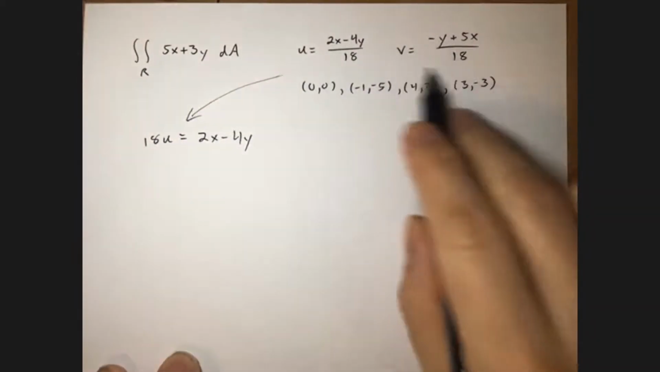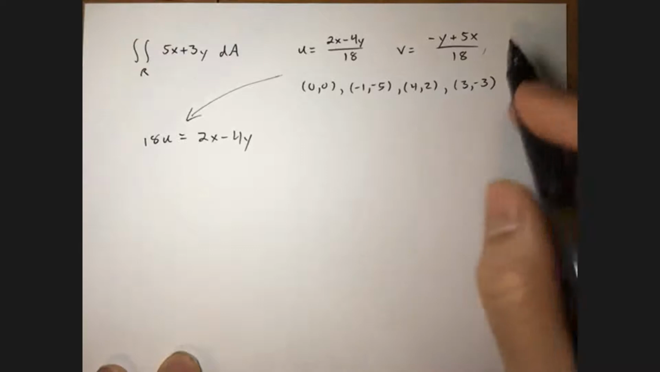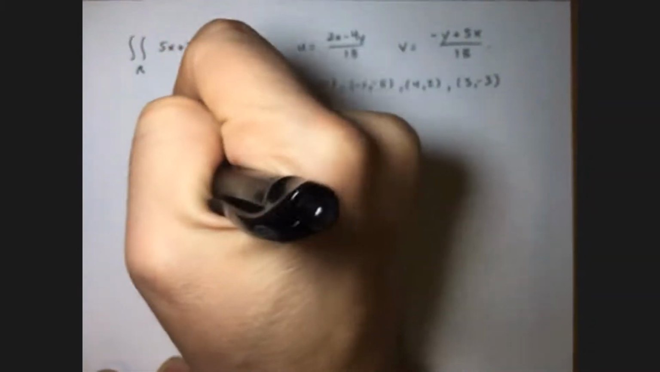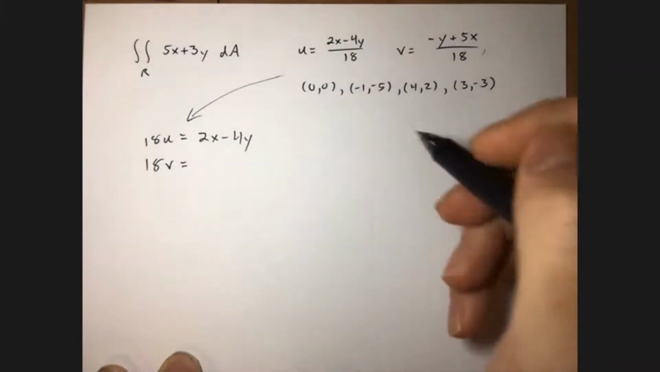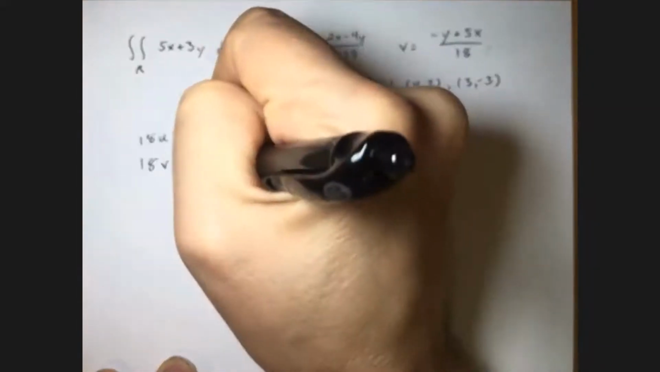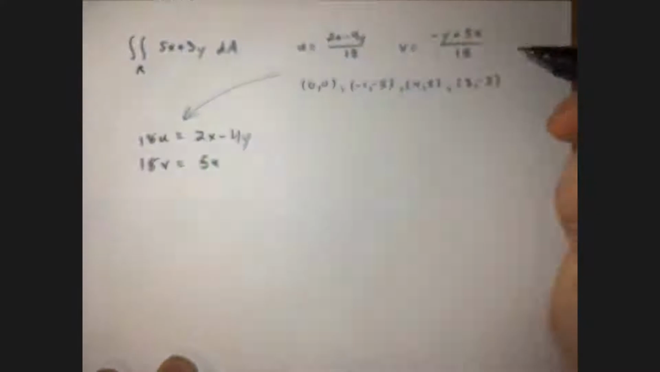And to solve this one for v, I would multiply both sides also by 18. So I'd get 18v equals negative y. Oh, let's write it in the x and y order. So we'll do 5x minus y.